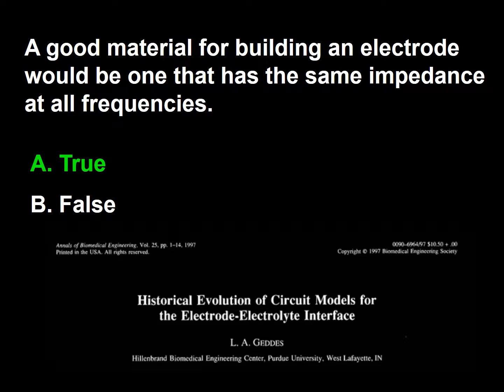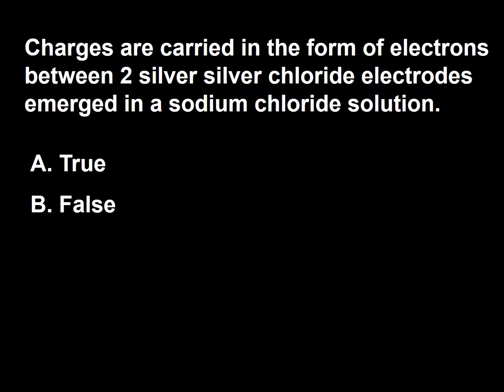Before going to the next question, I would like to make you aware of a paper that was written in 1997 by Geddes. The title of the paper is Historical Evolution of Circuit Models for the Electrode-Electrolyte Interface. I think that is a good one to read, especially if you have the time. The next question is, charges are carried in the form of electrons between two silver-silver chloride electrodes immersed in a sodium chloride solution. A true, B false.